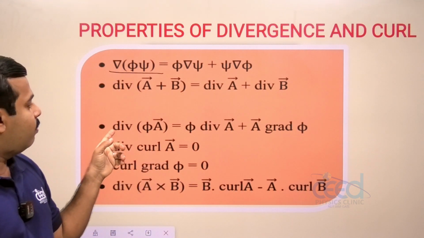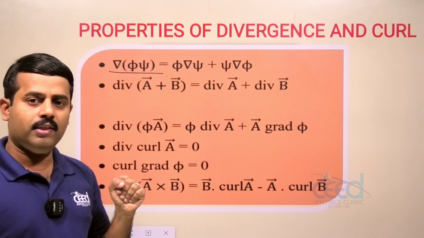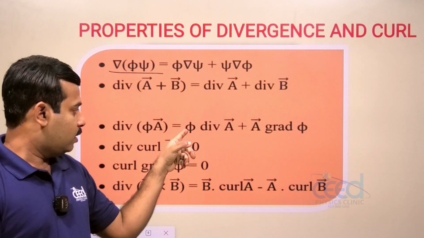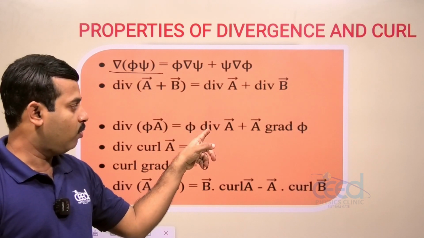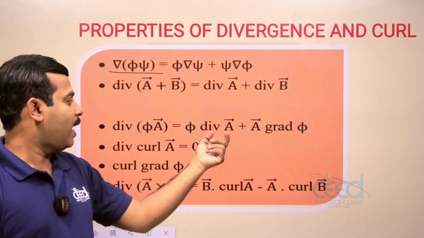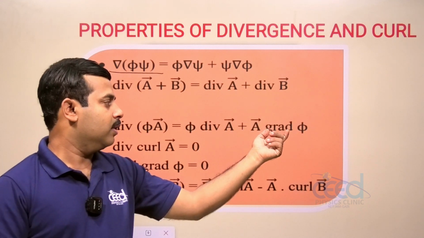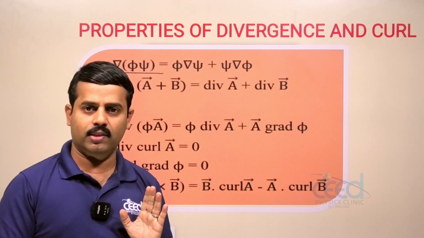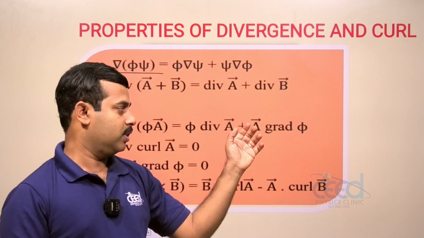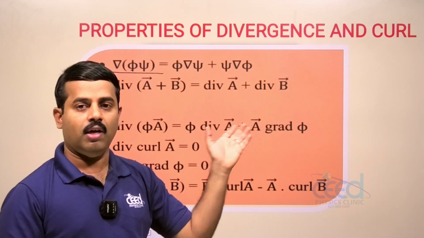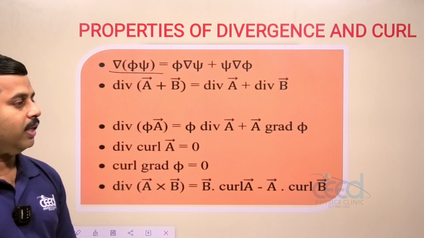Now the divergence of a scalar function into a vector function. The scalar function you keep out and find the divergence of the vector function A, and then the vector function A you keep out, then the gradient of phi, the second function. So the gradient of the first function, keeping the second vector function out. Now divergence of curl A is equal to 0.